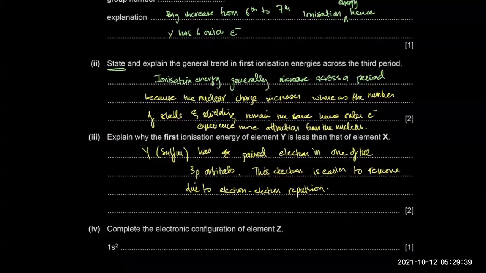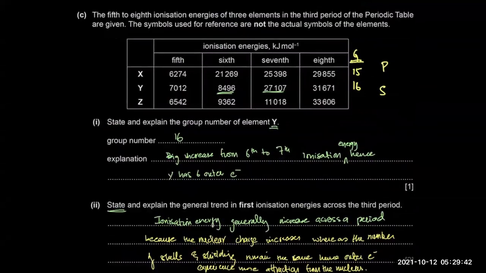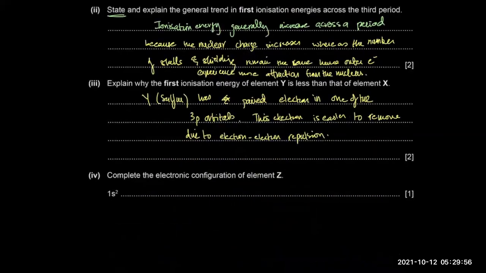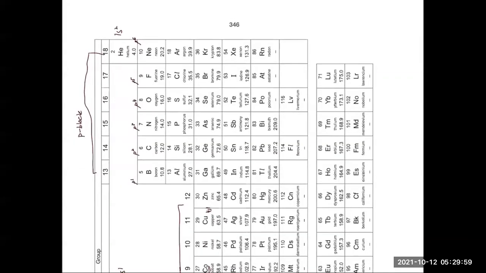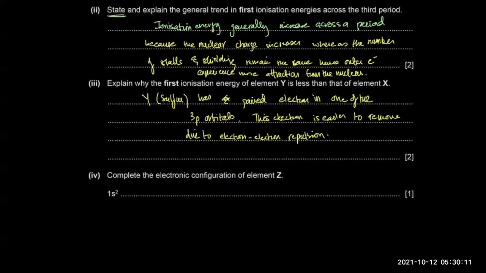All right. Complete the electronic configuration of element Z. It's in the third period and it is in group 17. So if it's group 17, it ends with what? It must be group 17 period 3, which is chlorine. The electronic configuration of chlorine ends with 3p5. Right? Fifth column of the p block. So over here we go back and we say 1s2, 2s2, 2p6, 3s2, 3p5. There we go.